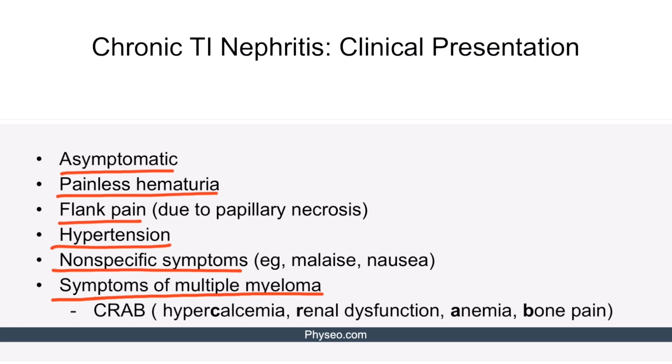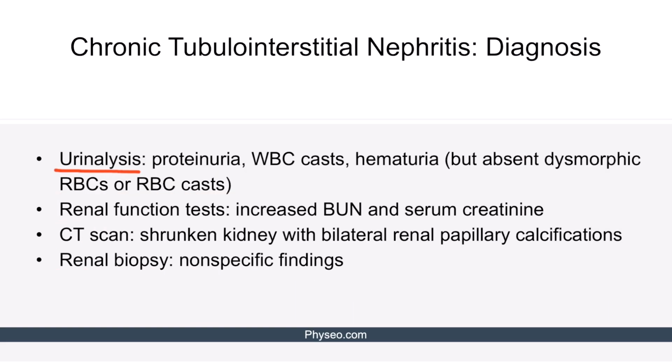Now let's move on to the diagnosis. Urinalysis typically reveals proteinuria, white blood cell casts, and hematuria. Many of these findings can be present in glomerulonephritis as well, but unlike glomerulonephritis, dysmorphic red blood cells or RBC casts are usually not seen in chronic interstitial nephritis as they are a byproduct of glomerular damage.